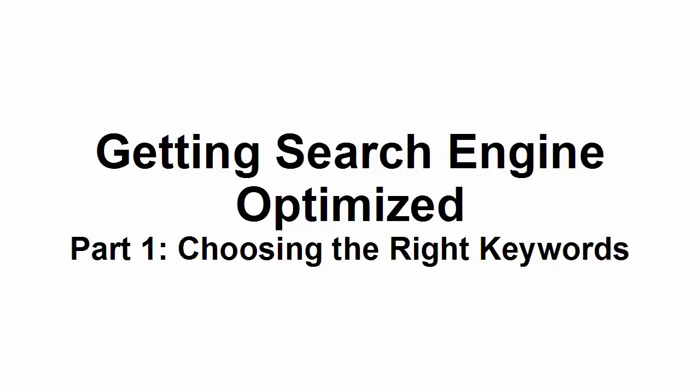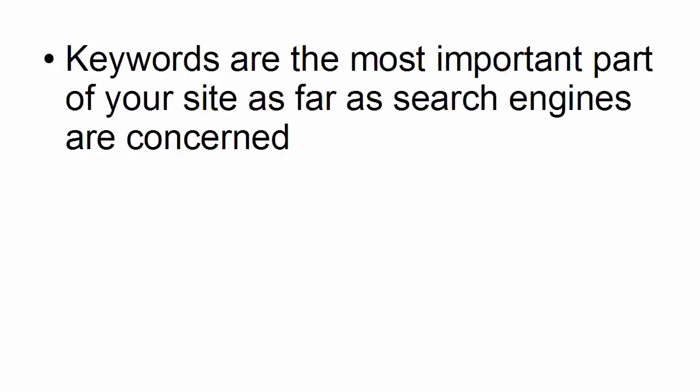One of the best ways to get free traffic is through search engines. And the best way to get free traffic from search engines is via search engine optimization, otherwise known as SEO. And there are two key components to getting good rankings in the search engines. The first one, which we're going to cover in this video, is choosing the right keywords, because keywords are the most important part of your site as far as the search engines are concerned.